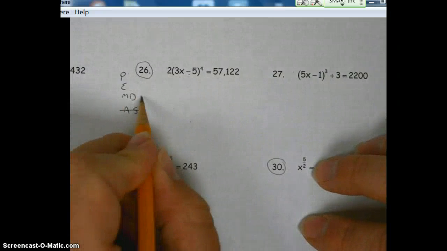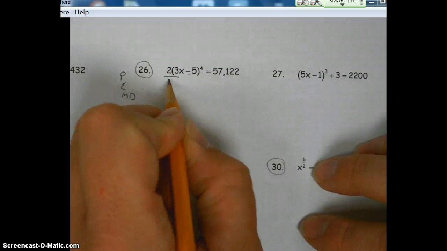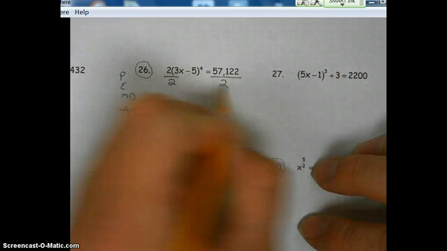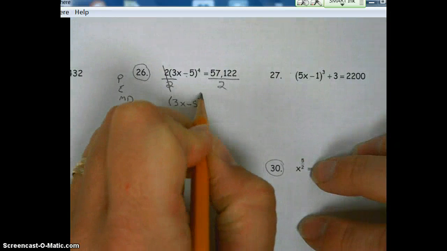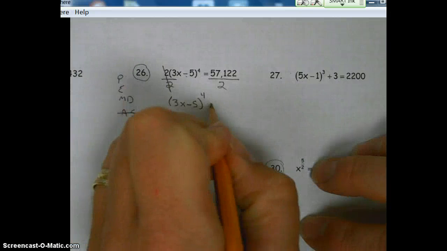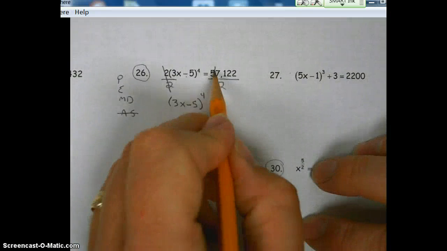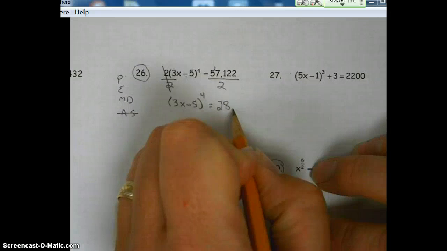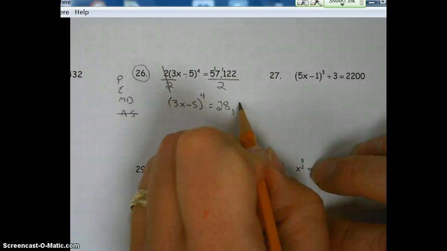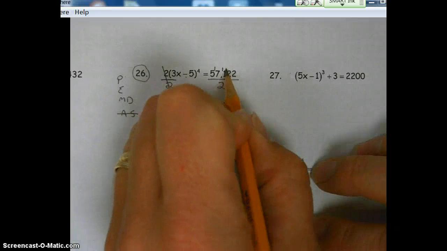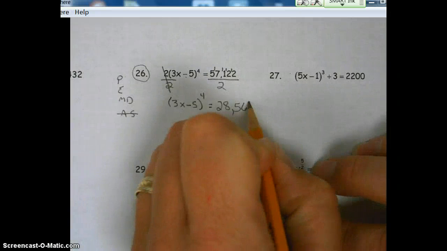Any multiplying and dividing? Yep, we have to multiply by 2. Now notice it's outside the grouping symbol, so we can get rid of it. Okay, so we end up with 3x minus 5 to the fourth power equals, let's see, 2 goes into 5 2 times, carry the 1, 2 goes into 17 8 times, carry the 1, 2 goes into 11 5 times, which is 10, carry the 1, 2 goes into 12 6 times.